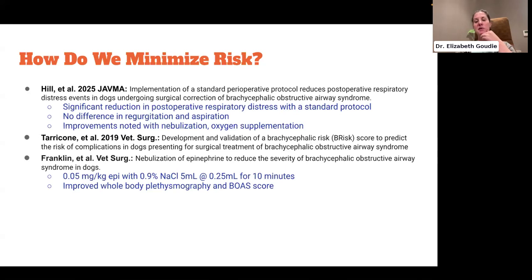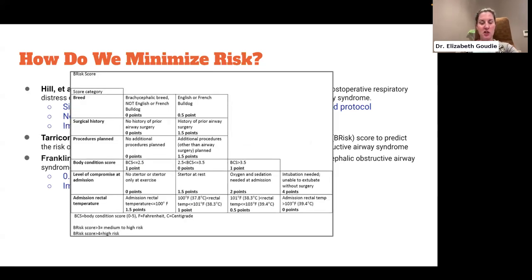The score systems, some of them were interesting, whether or not there was a higher or lower risk after having brachycephalic surgery. There were obviously some limitations to this, where some of the patients had presented in respiratory distress, so obviously they were going to have a higher risk score as well. I just wanted to show you an image of that. So they scored these based on different point systems, right?